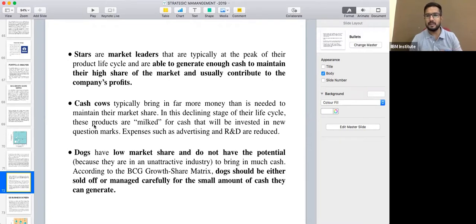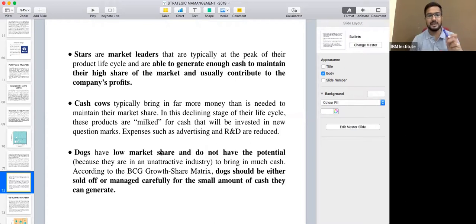I think we discussed in marketing management the product life cycle: introduction, growth, maturity, and decline. That is basically part of your cash cow as well. When the particular product is in the declining phase because of severe competition from other products, or the product may not be attractive enough to entertain the customer, these products are milked for cash that will be invested in new question marks. Expenses such as advertisement and R&D are used because that product is not highly demanded as of now.